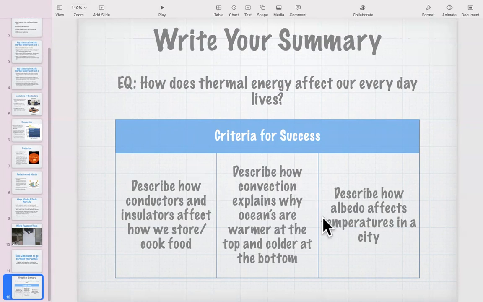Because each one is an example. And so if you need any help on this, you just let me know. But good job getting your notes done. Like I said, it's the last set of notes for thermal energy. Good job, guys.